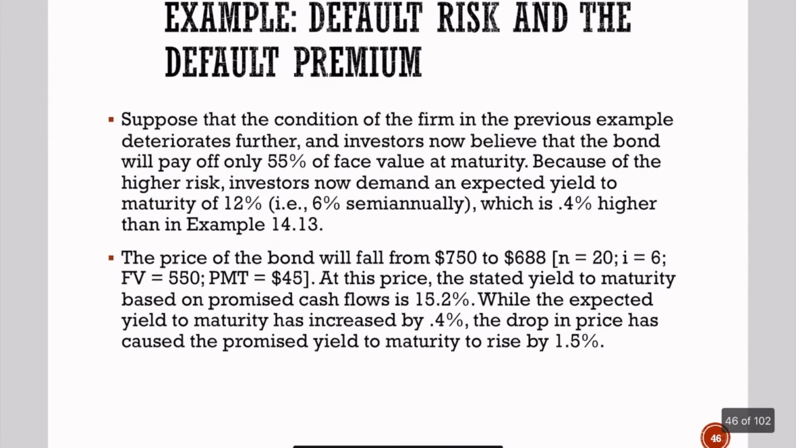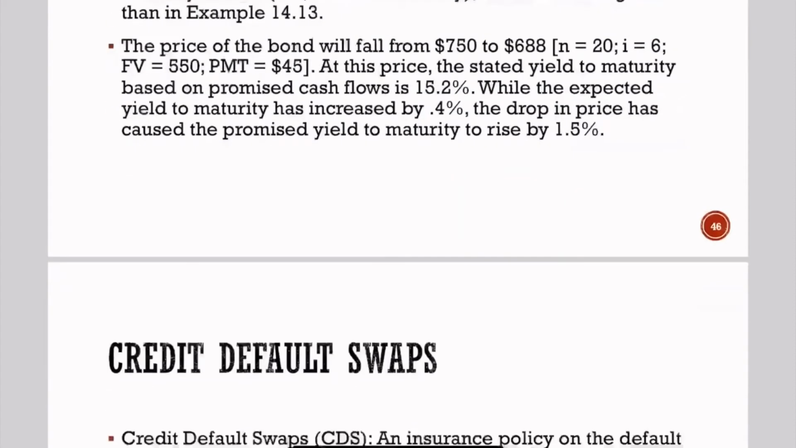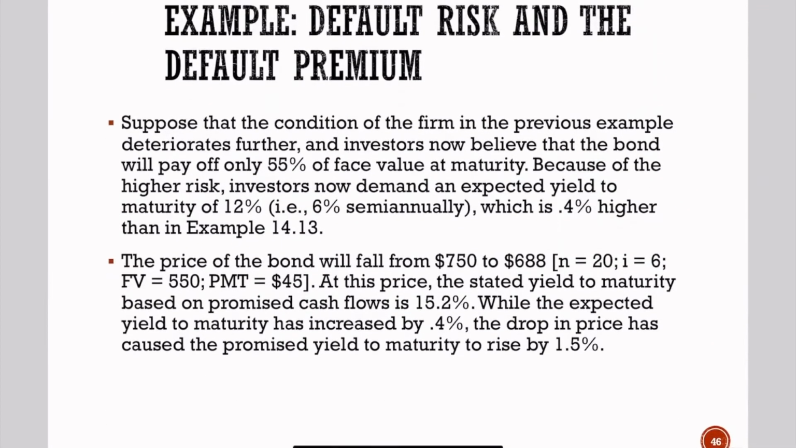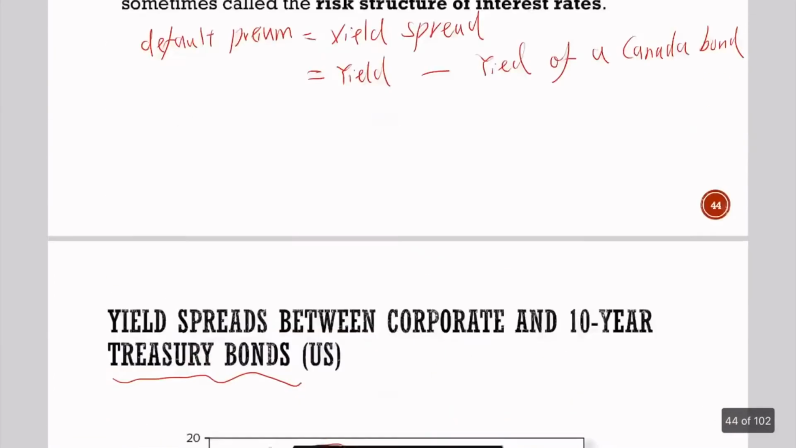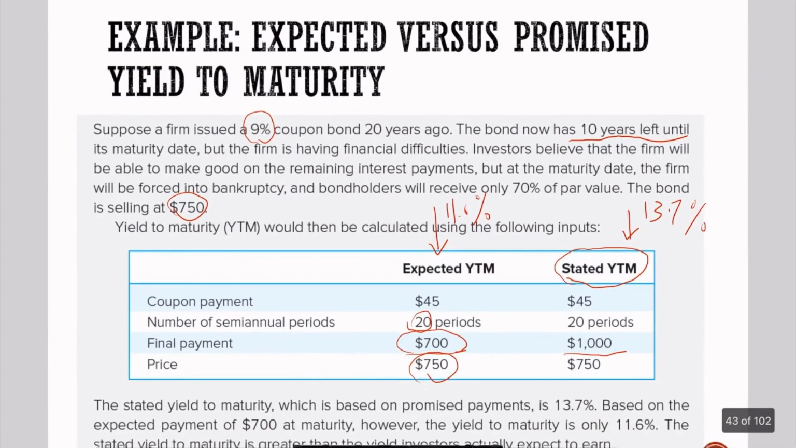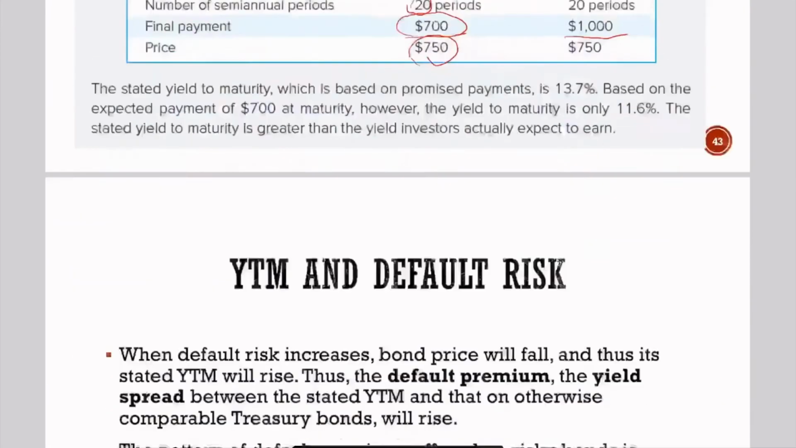Okay, now let's see this example, this problem on default risk and default premium. It looks like a weird problem, so let's see what it is about. Suppose that the condition of the firm in the previous example became worse, and investors now believe that the bond will pay off only 55% of face value. Previously we assumed the firm would pay back 70%.